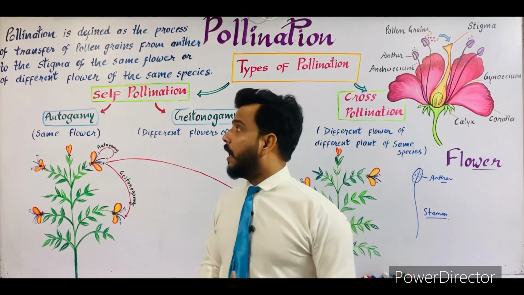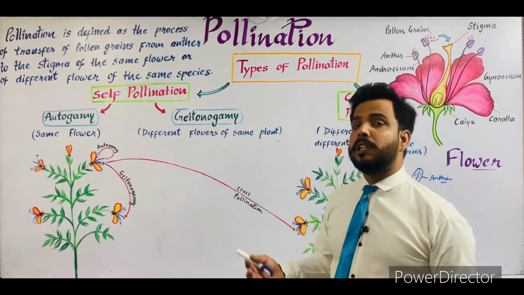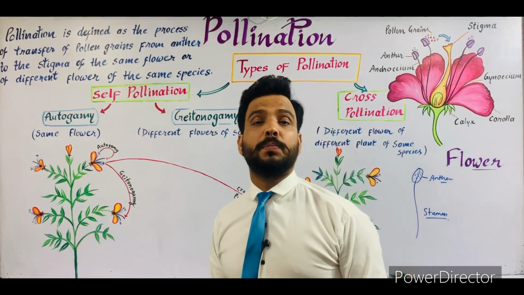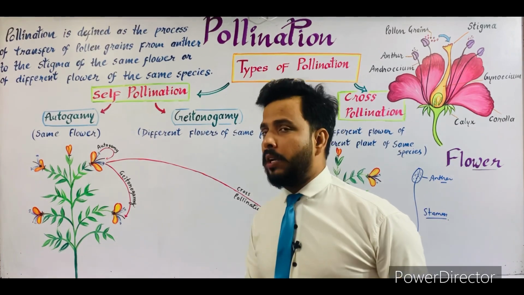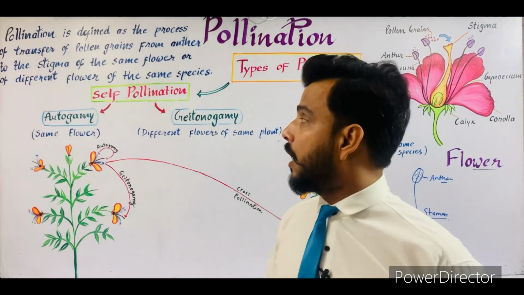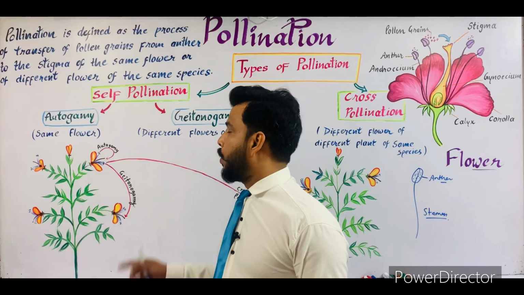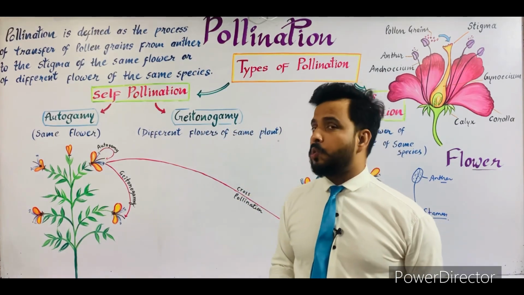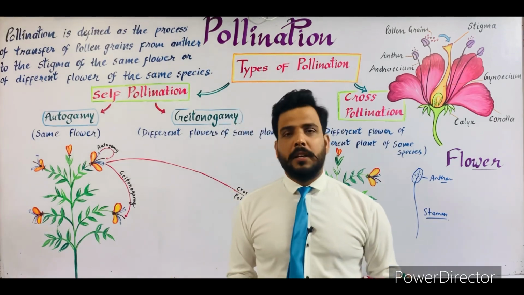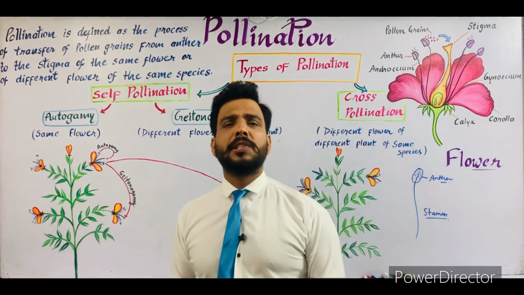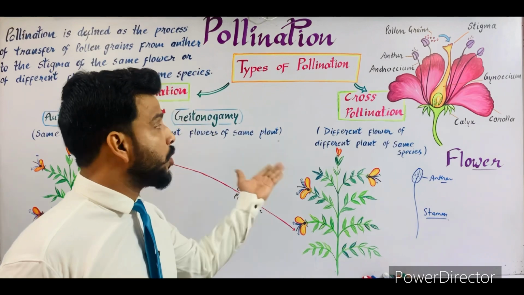In this video, I told you about the pollination definition, the basic structure of an angiospermic flower, and about the types of pollination, which are self-pollination and cross-pollination, and also described two terms of self-pollination, autogamy and geitonogamy. So, I think all the concepts of this video are very clear to you. In the next lecture, I will tell you about the different methods of cross-pollination.